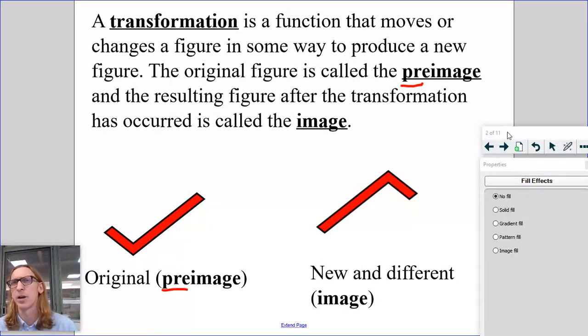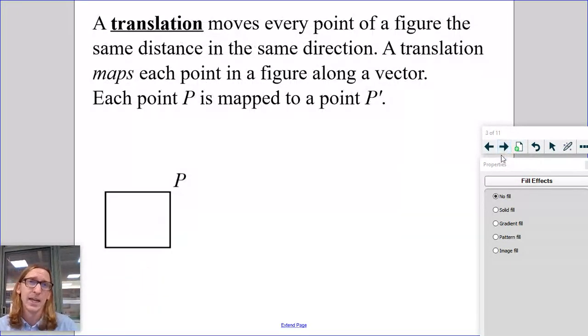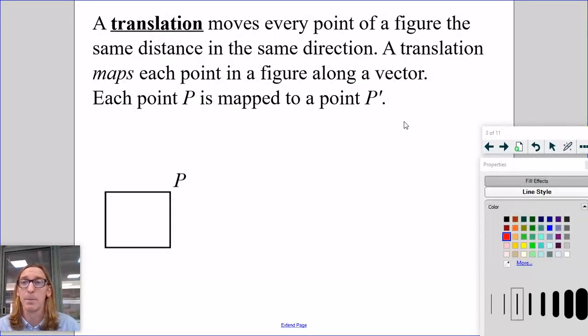Now, as I said earlier, there are different types of transformations. We're going to focus on just one today called a translation. So let's define what that type of transformation is. A translation moves every point of a figure the same distance in the same direction. We say that a translation maps a figure along a vector. Each point P is mapped to a new point called P prime. And that is what that little apostrophe means in the math world. That little apostrophe is called a prime.